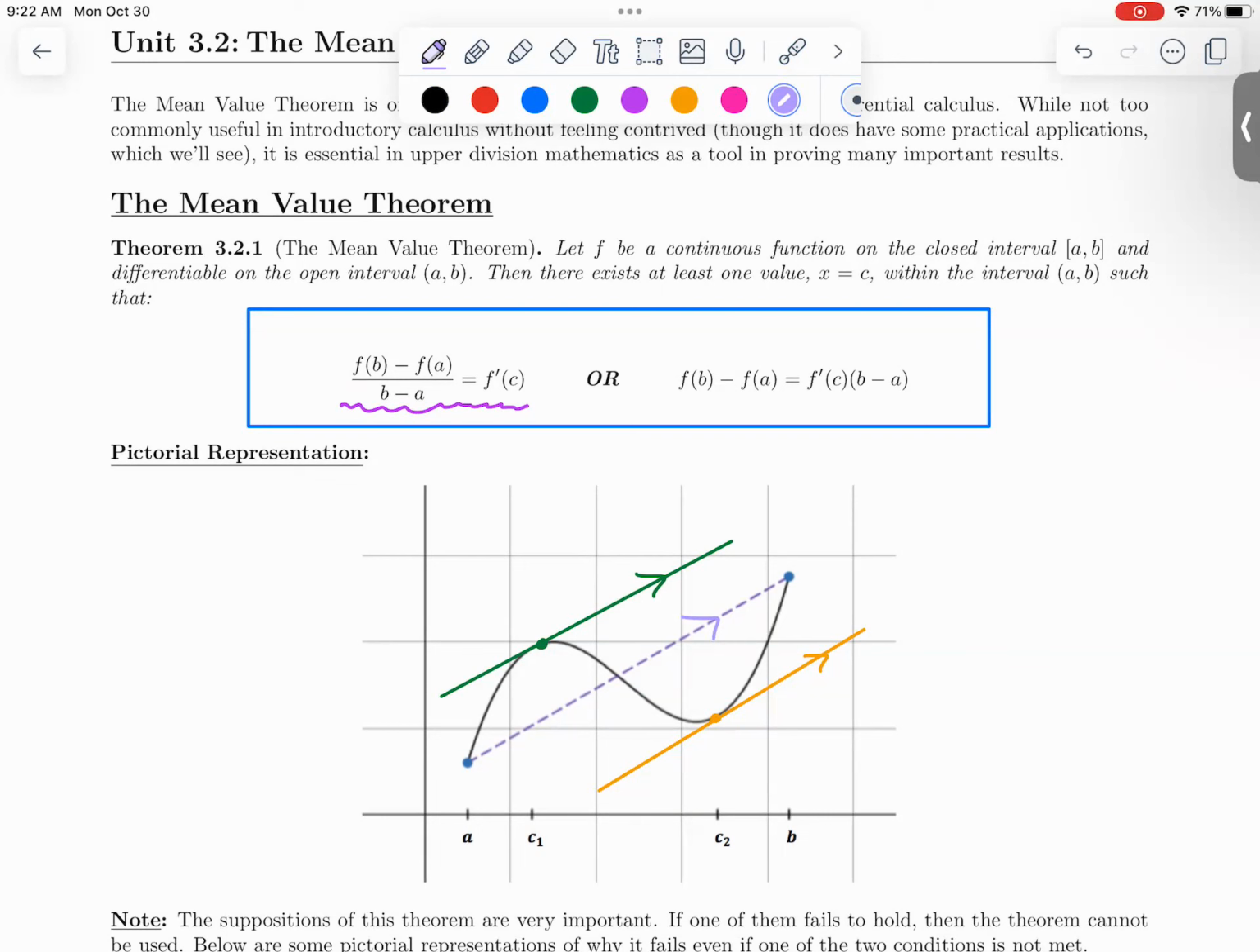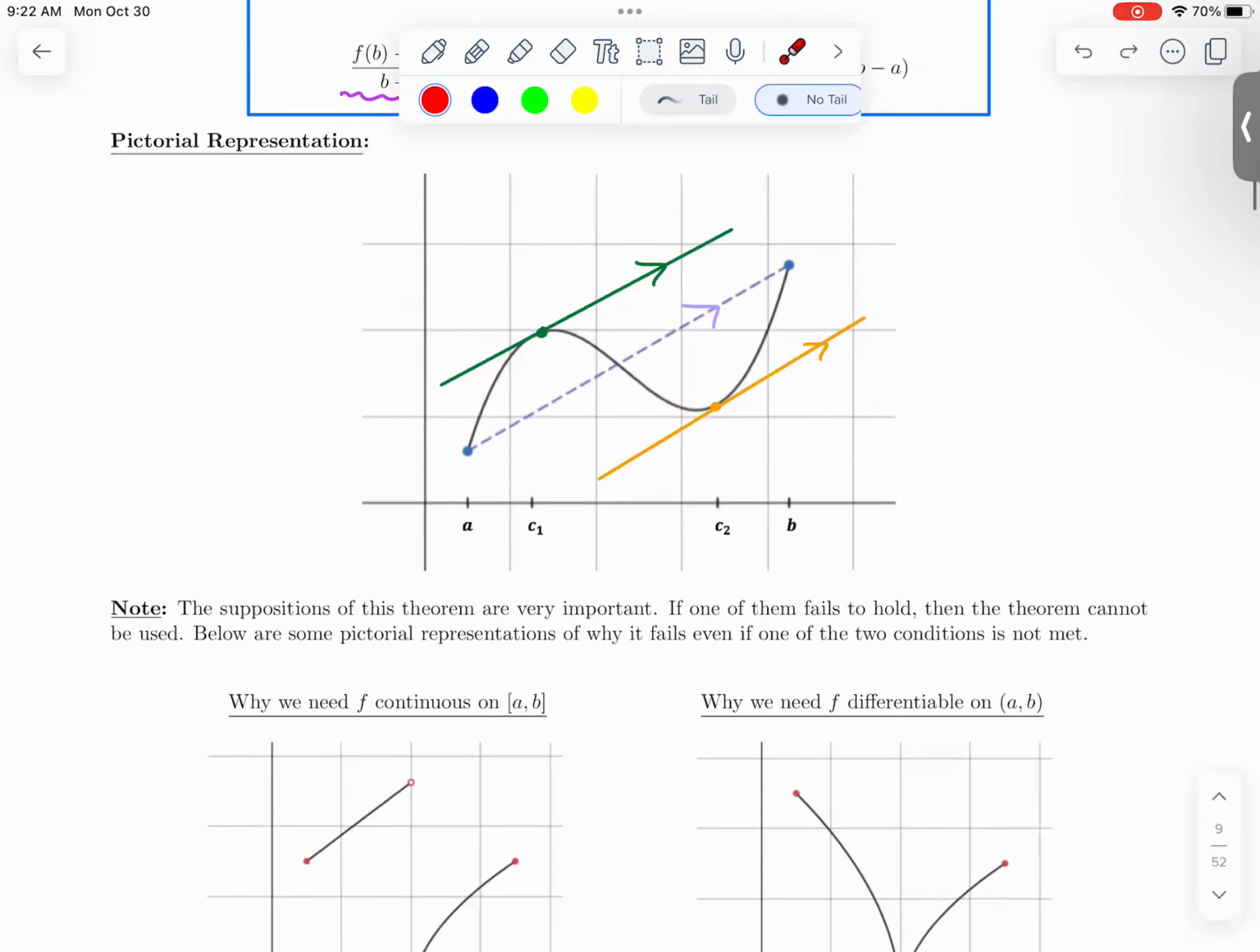So there could be more than one c value, but there's at least one c value such that you can draw a tangent line that has the exact same slope as the secant line, or the line that connects the endpoints in the given interval. So that's what the mean value theorem tells us. That's at least the cool version of it.